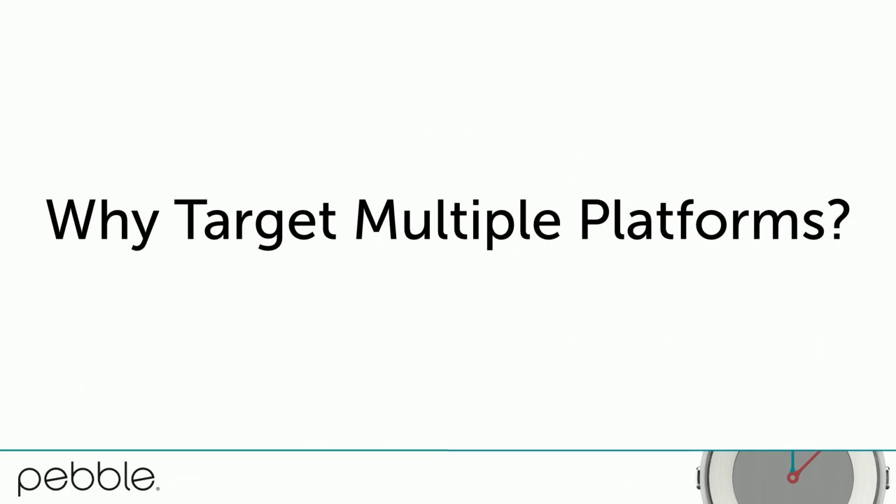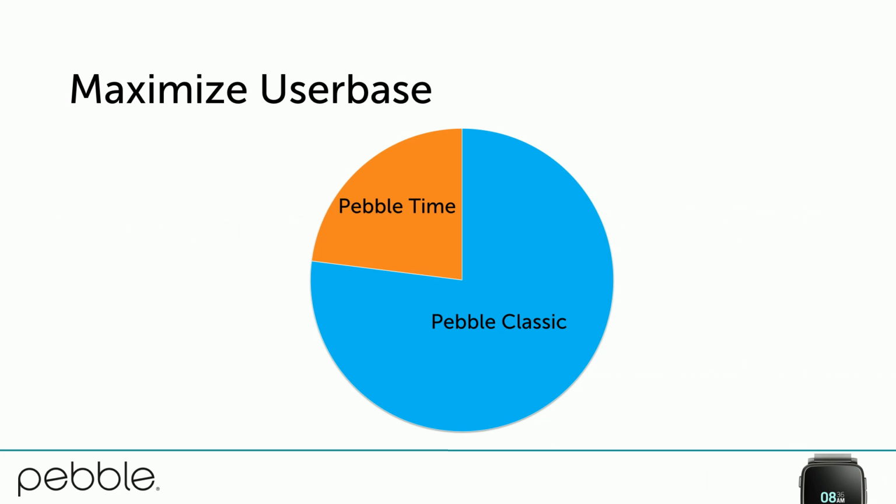So a fair question is, why target multiple platforms? Why not just focus on the latest and greatest? One reason is that over 75% of our current active Pebble users are still on the original Pebble Classic and Pebble Steel watches. And so if you were to only target Pebble Time or Pebble Time Round, you're missing out on a huge chunk of potential user base for your applications.